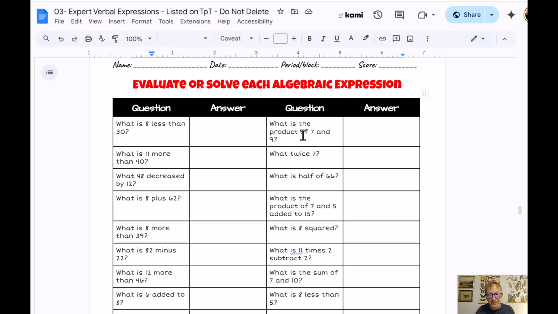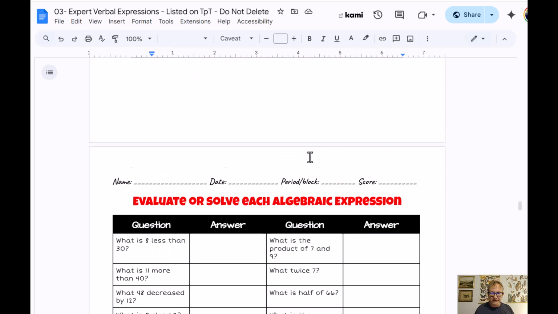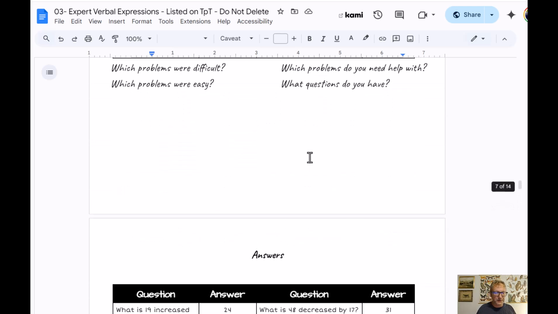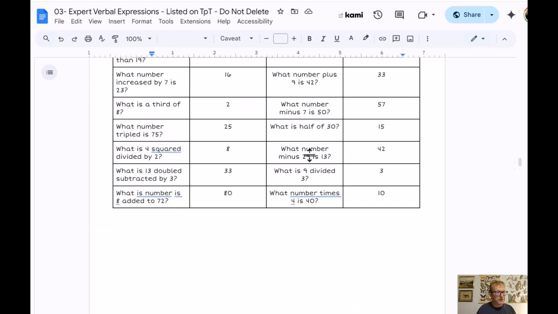We also have some multiplication. What's the product of 7 and 9? What's twice 7? So here's our bundle. We've got, once again, entry, emerging, and expert.